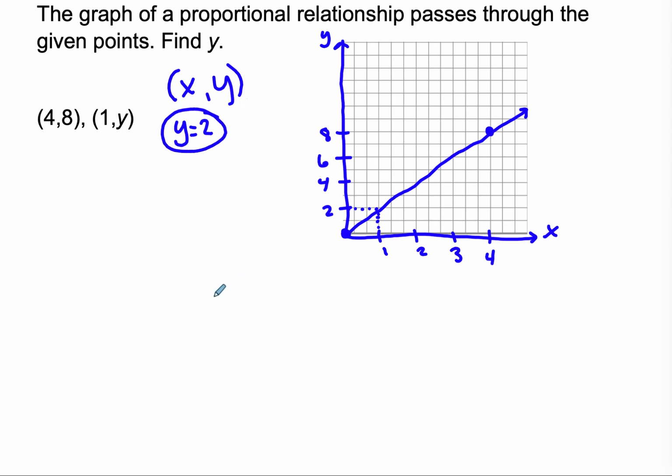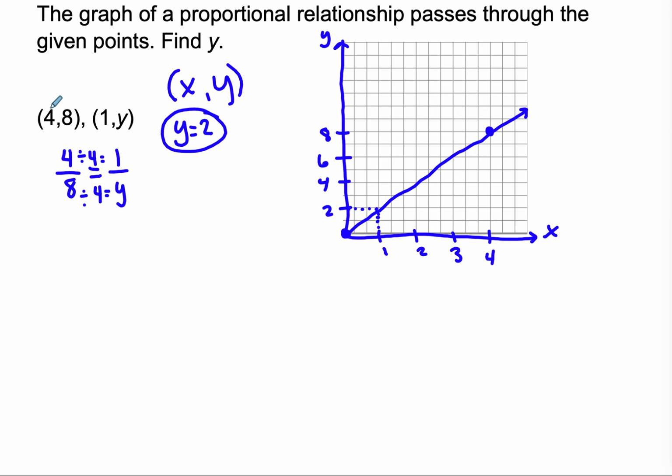Okay, so that's how I can get that answer from a graph. I could also set up a proportion to figure it out, and I could think about this like equivalent fractions. 4 over 8, and then 1 over y. If I was simplifying my fraction, to get from 4 to 1, I would divide by 4. So I could do 8 divided by 4 to get my y of 2.